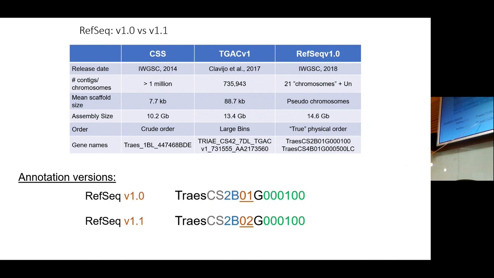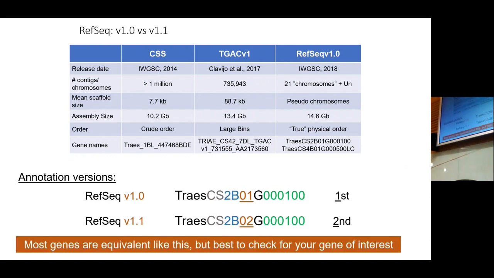In the majority of cases, you can simply convert the gene name from the one version to the other by changing the assembly number from 01 to 02. So you can think of first annotation 01, second annotation 02. Most genes are like this. As I say, there are around 2,000 genes that were annotated by hand, and these will not simply scale like this. So just double check to be sure, but as a rough rule of thumb, just change that number and you're good.